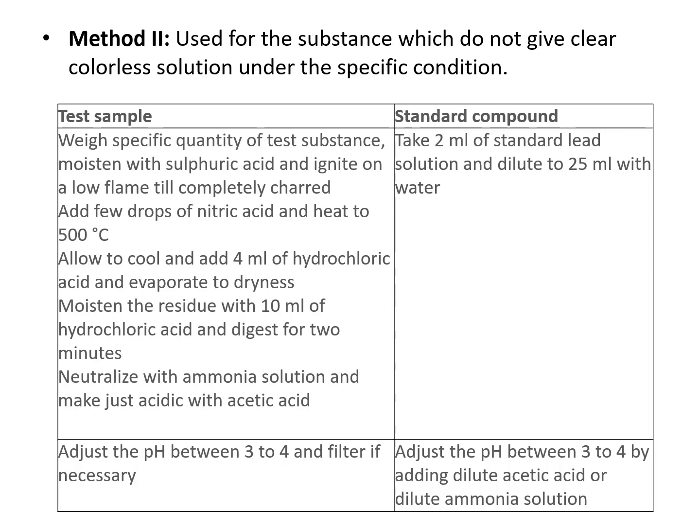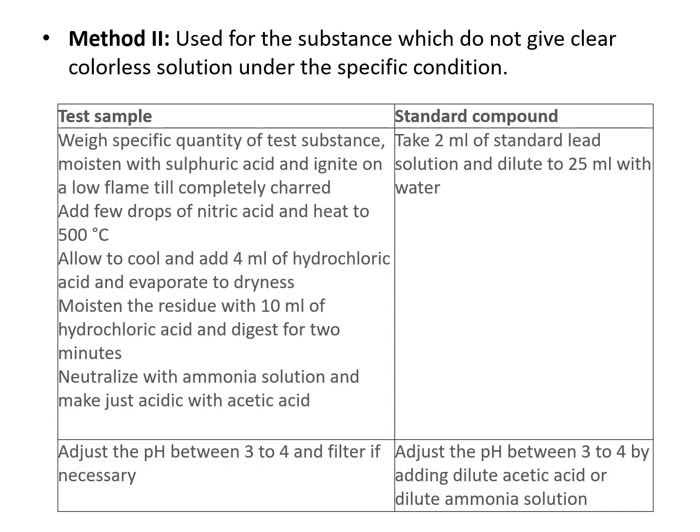We can look at method 2. Method 2 is for the substance which does not give a clear colorless solution. We need the test and standard apparatus. After taking the test and standard apparatus, we need to prepare a test sample by following this procedure.